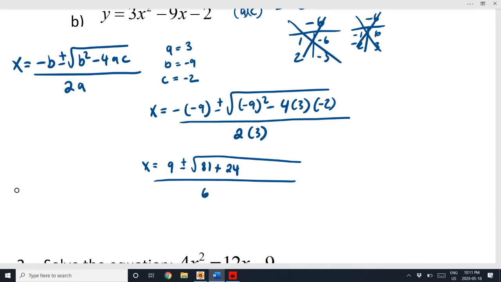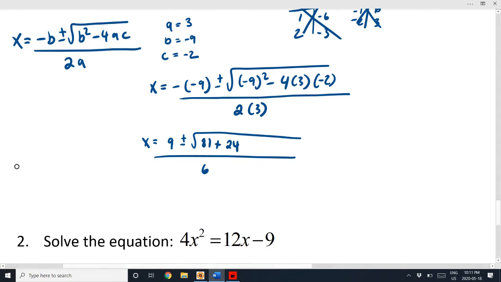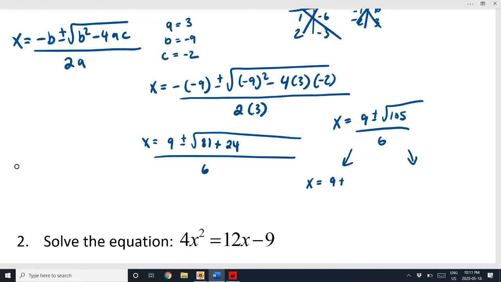Now let's simplify what's underneath the square root. So we have 81 plus 24. And if we do that in our calculator, 81 plus 24 is equal to 105. So we're going to get x is equal to 9 plus or minus the square root of 105 all over 6. And here we could split it up into our two solutions because of that plus or minus. We're going to get x is equal to 9 plus the square root of 105 divided by 6, or 9 minus the square root of 105 divided by 6.